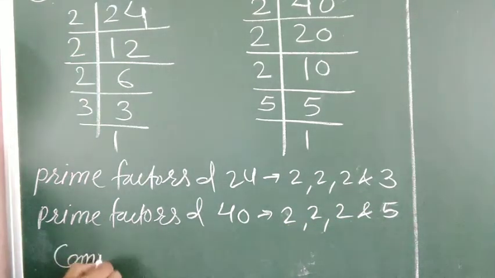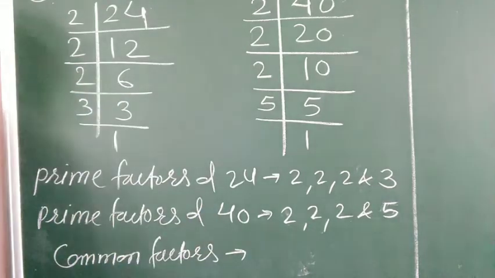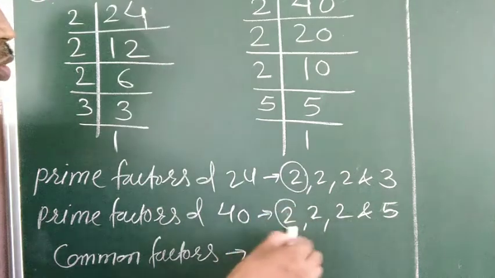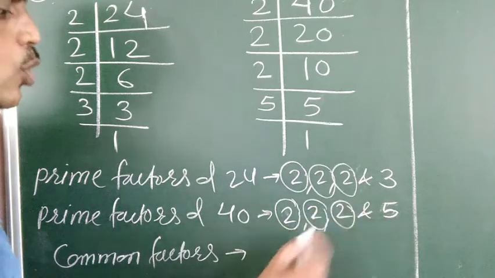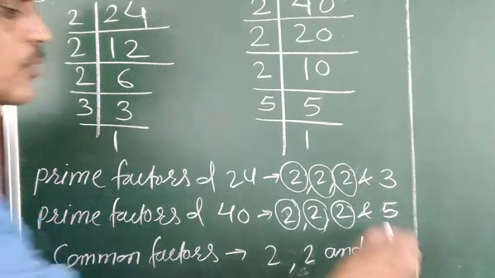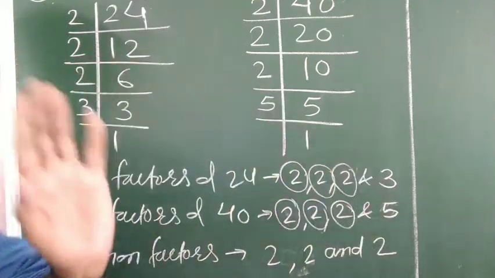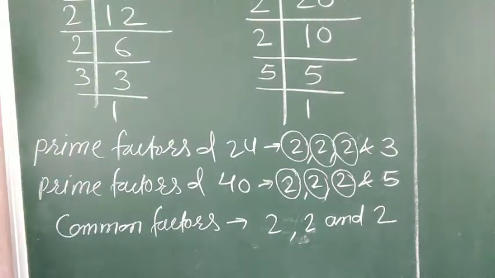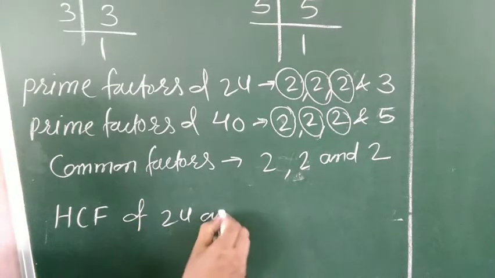Now common factors. What are the common factors here? See, here 2, here 2; 2, 2, and 2, 2. Okay. Now see, the common factors are 2, 2 and 2. These are the common factors of 24 and 40. Now our next step is to find the HCF of 24 and 40.